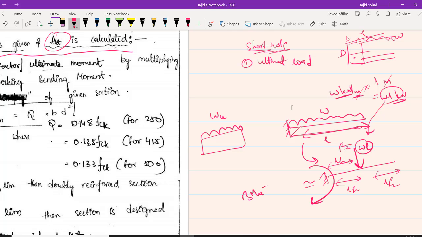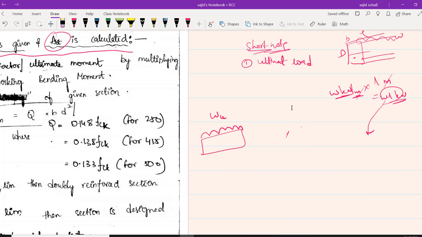Bending moment ultimate. That will be your ultimate load or ultimate force, which is WU into L into the distance L by 2. How much you got? WU L square by 2. End of story. This is your ultimate bending moment.